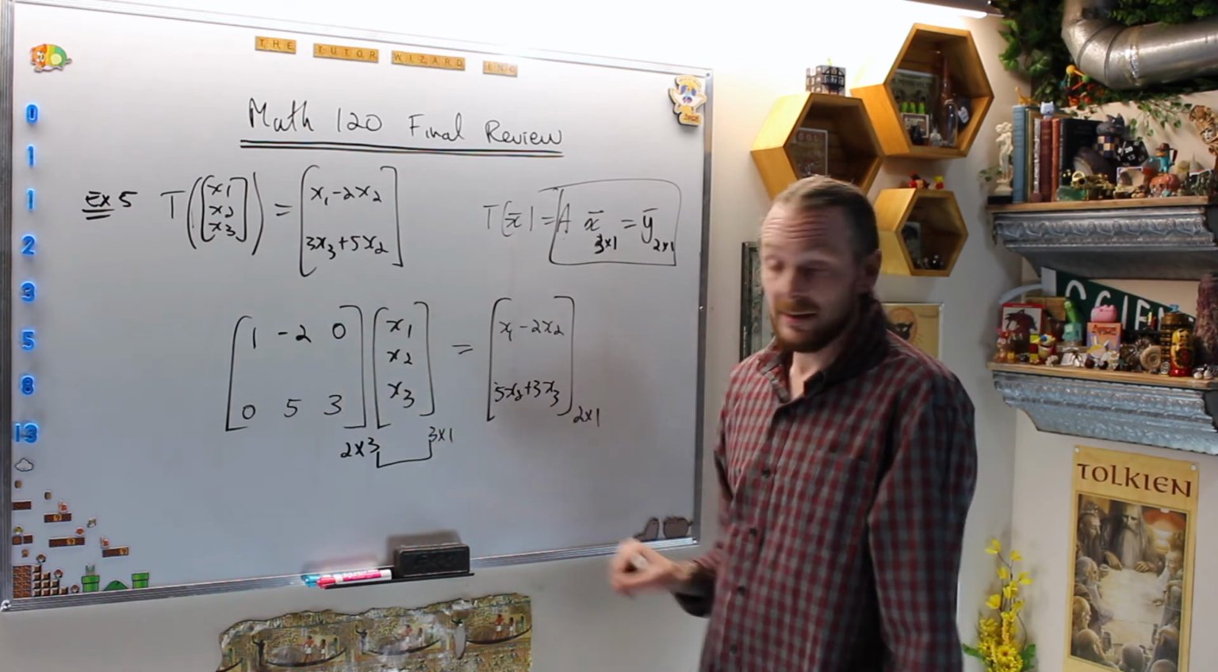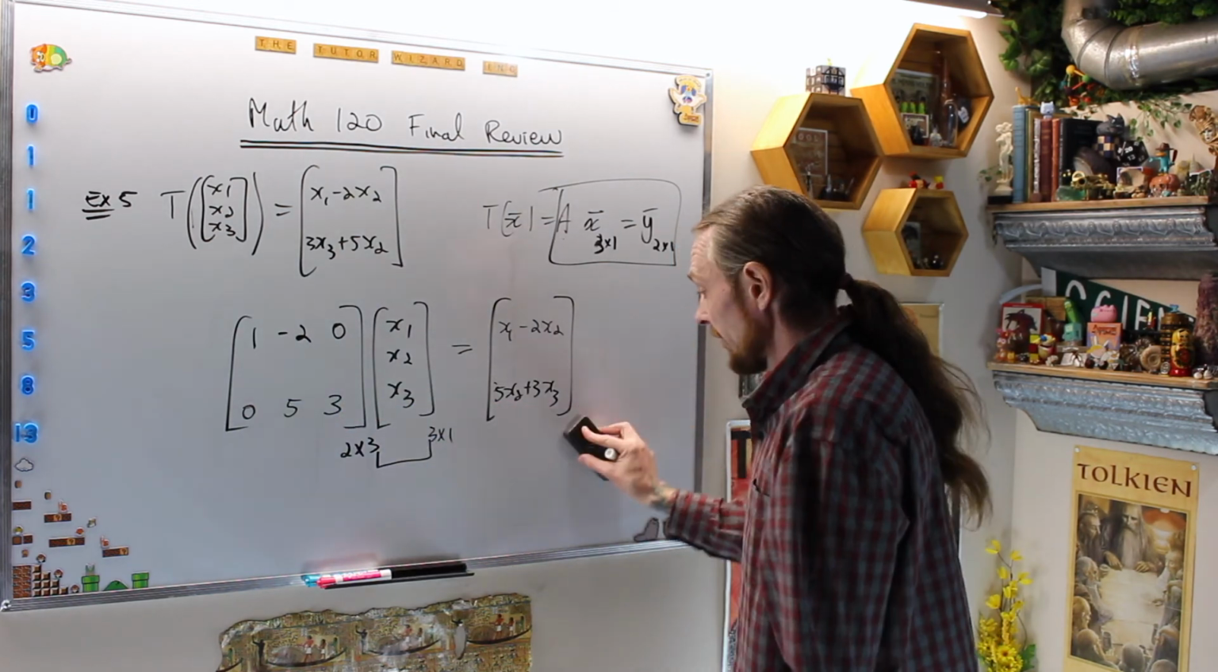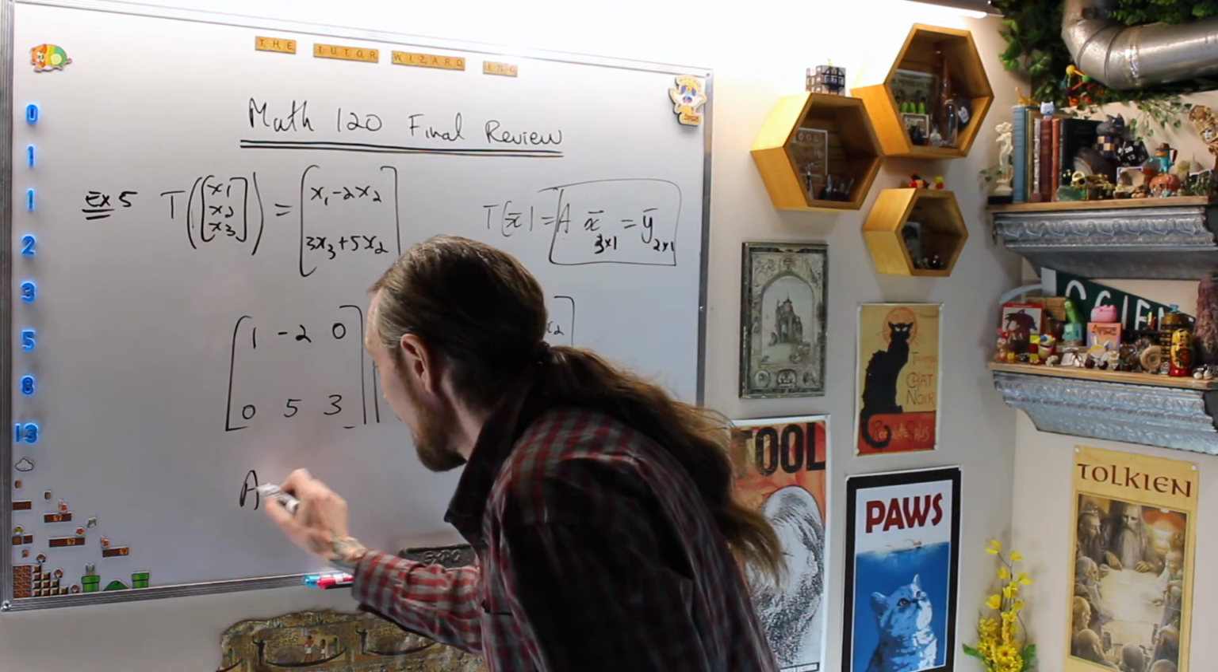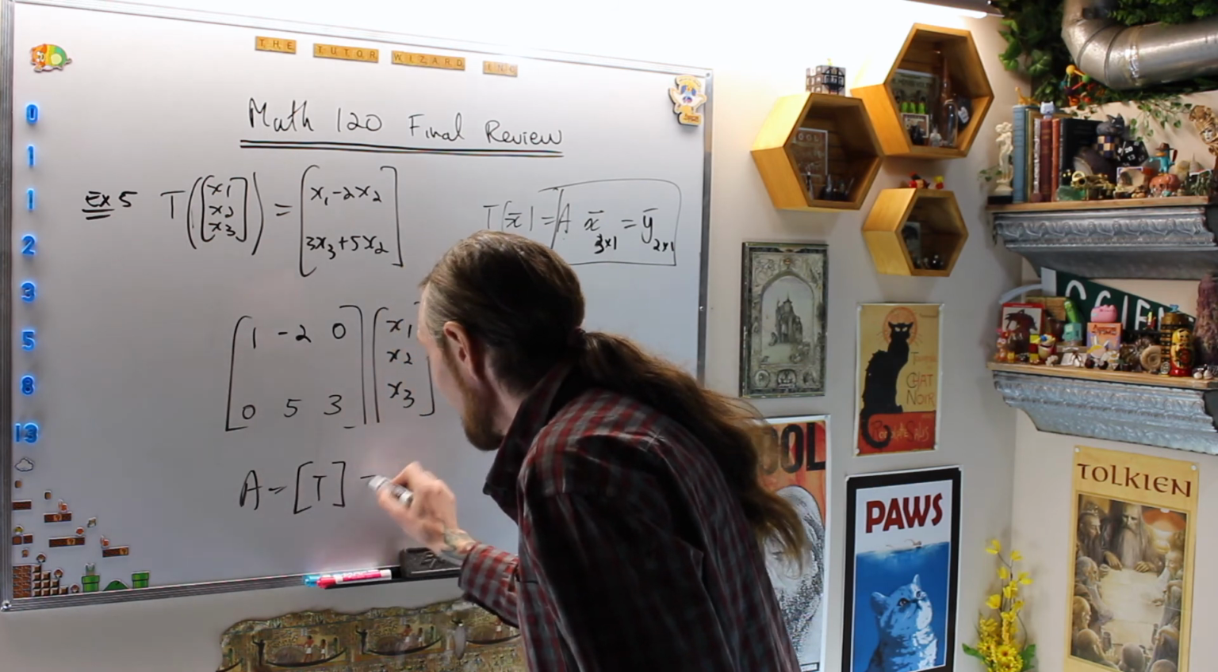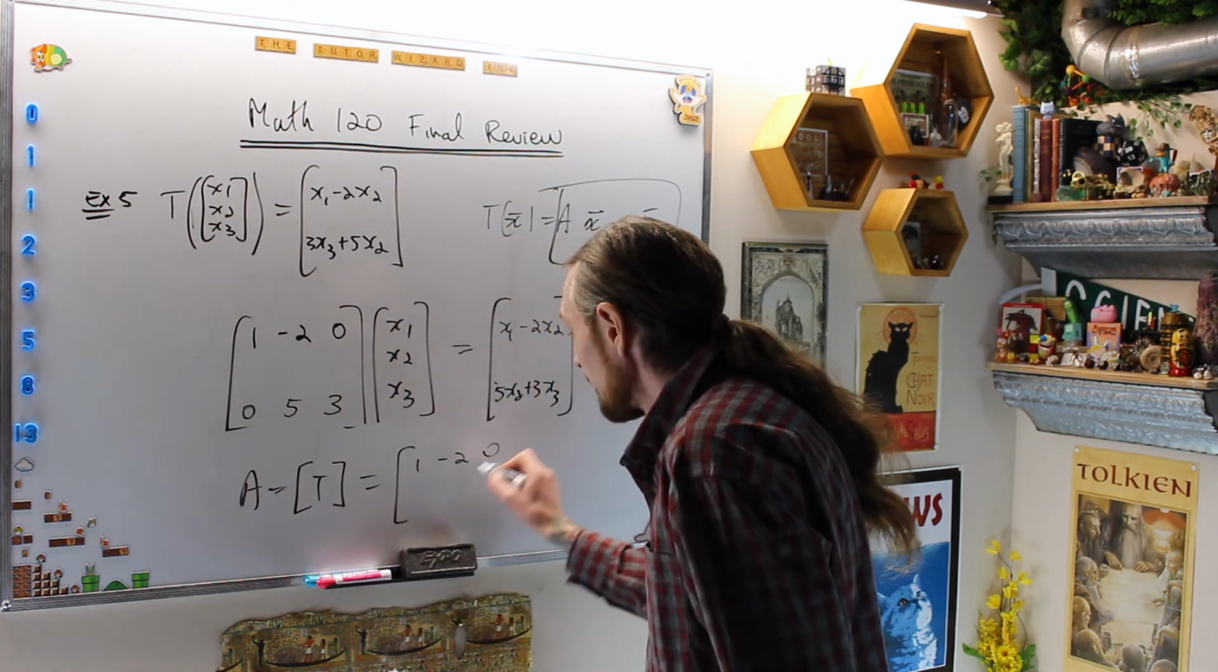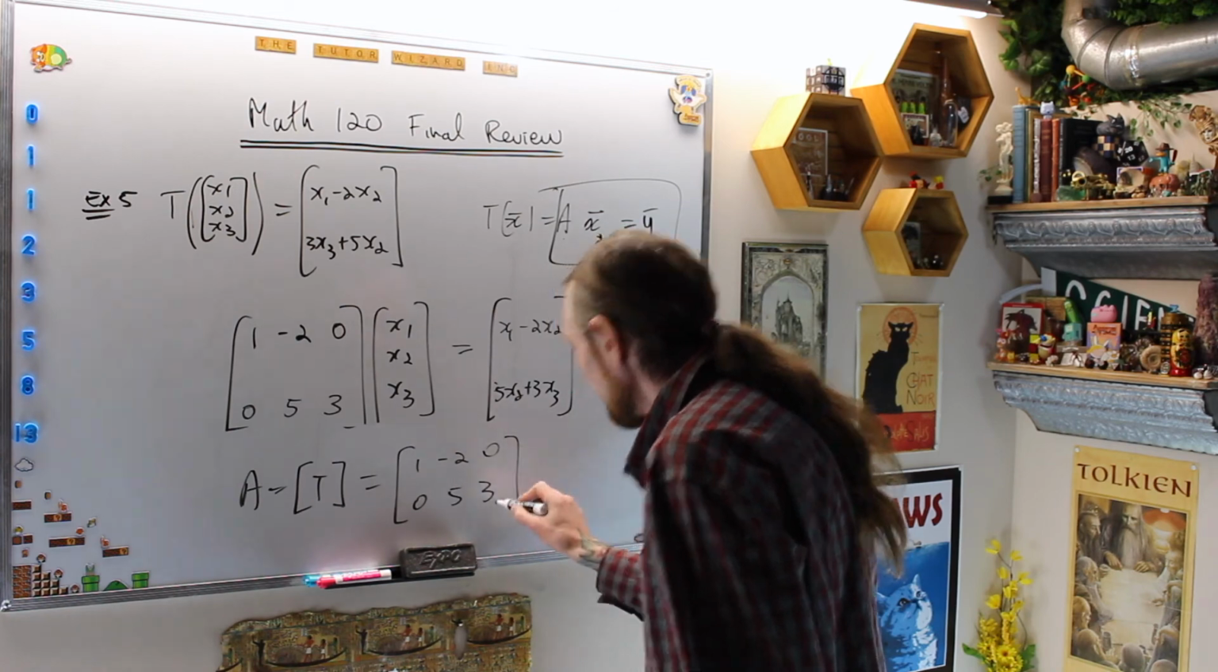That says this is the standard matrix. The standard matrix of that transformation now is A, which is the standard matrix of T, is equal to 1, negative 2, 0, 0, 5, 3.